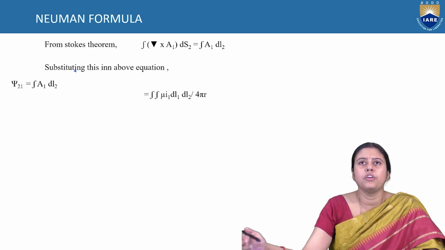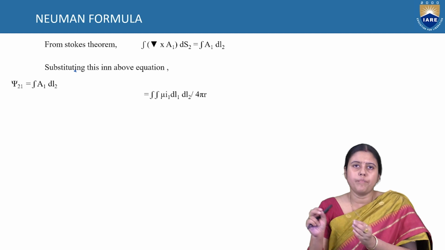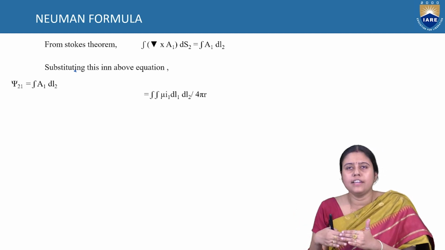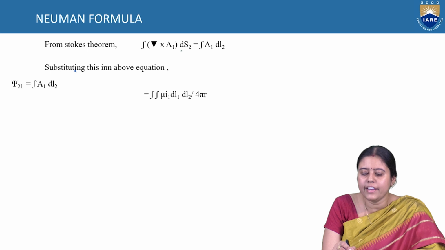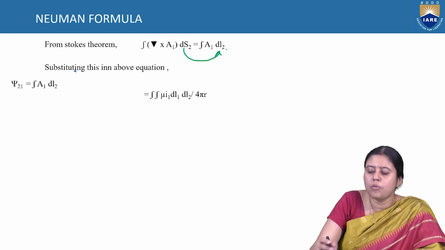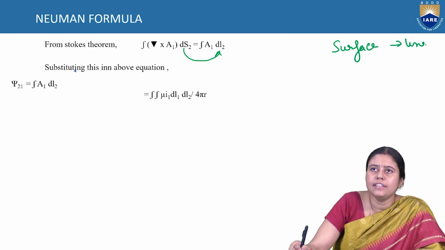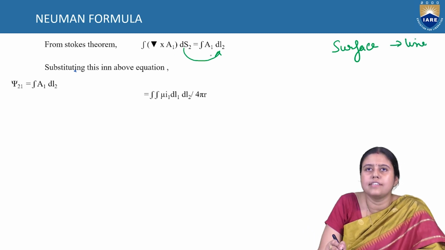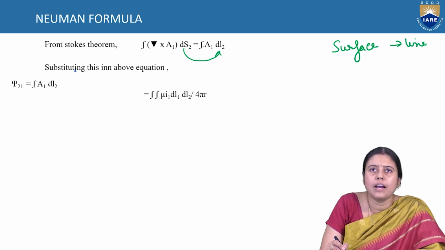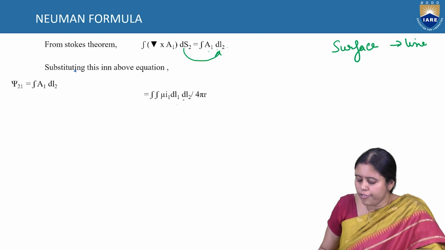In the Stokes theorem, we know if we use grad cross A ds, the surface integral changes to a line integral, and it becomes A1 dl2. And what is A1? A1 we have discussed in the previous slide, mu I1 dl1 by 4 pi r.